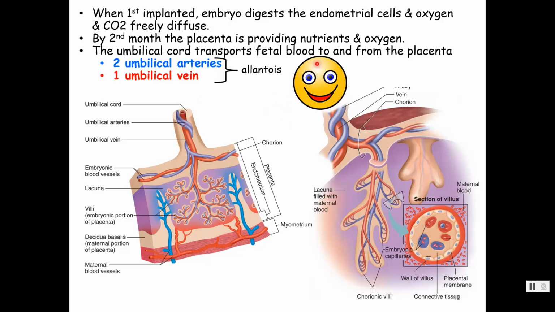And so I always kind of remembered it like this. You can draw a little face. I'm sorry, when I'm in class, I write it down for you. So think of the 2 eyes like A's, and they're blue because they're carrying deoxygenated blood. And then the vein kind of looks like a mouth, so it's red. So 1 umbilical vein. Hopefully that'll help you remember that.